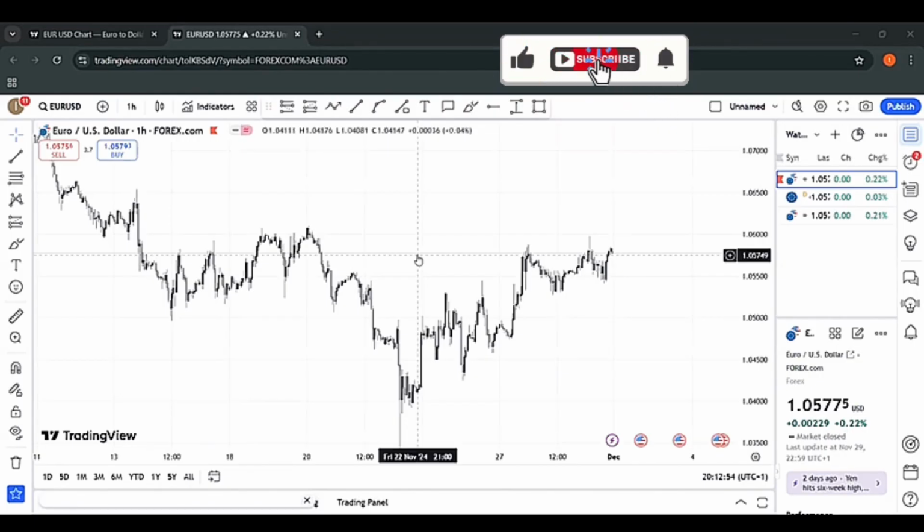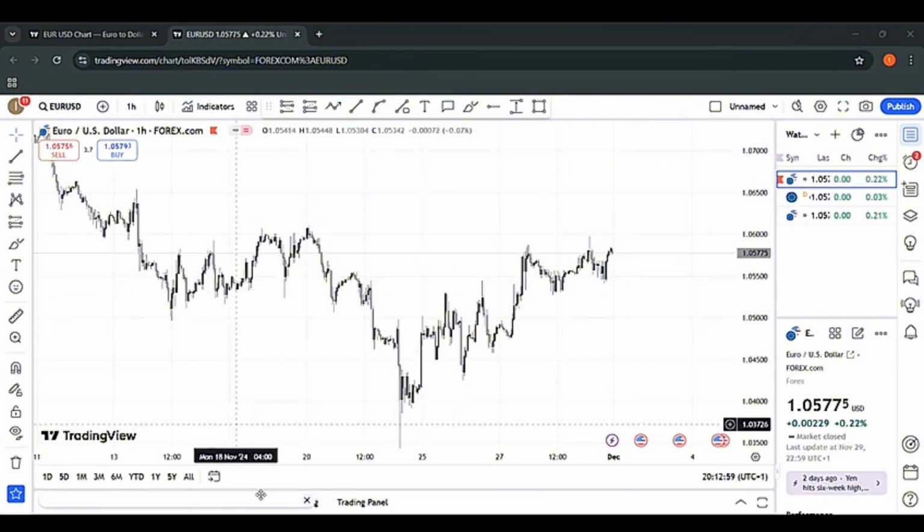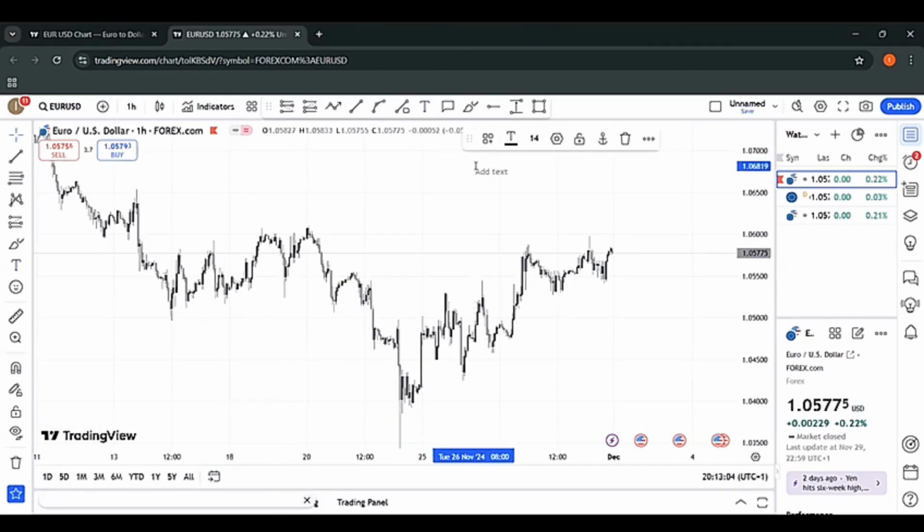All right. So today we are going to be discussing the area of what? Area of interest. So this is what I call AOI. AOI, which is called what? Area of interest.